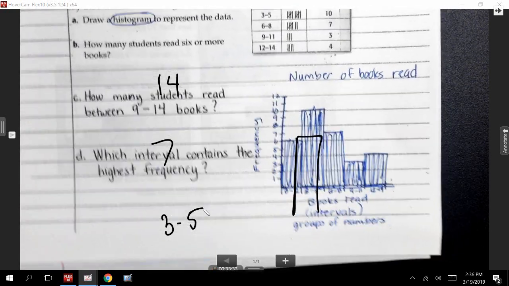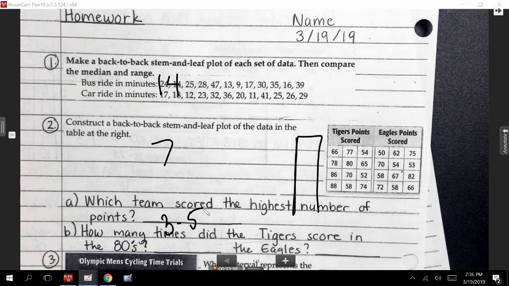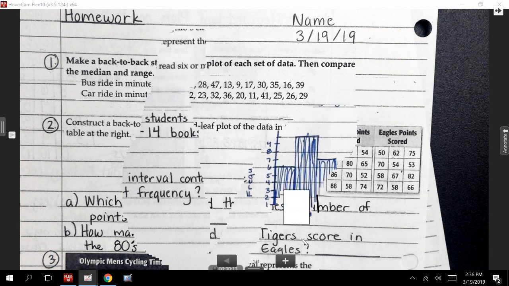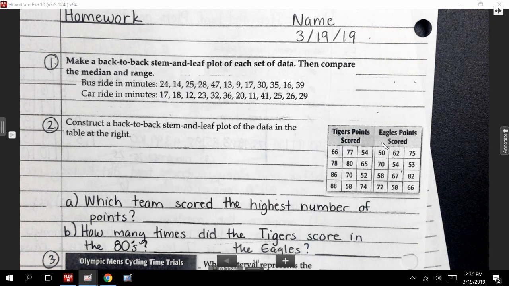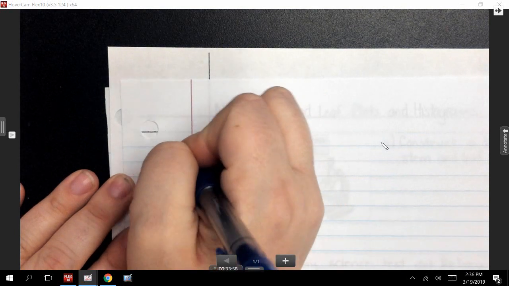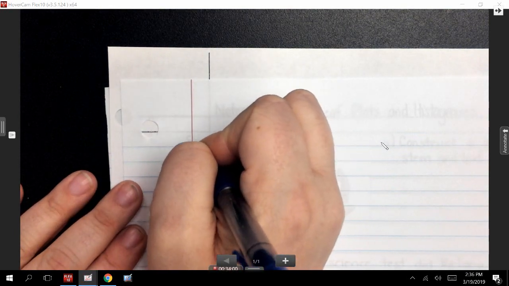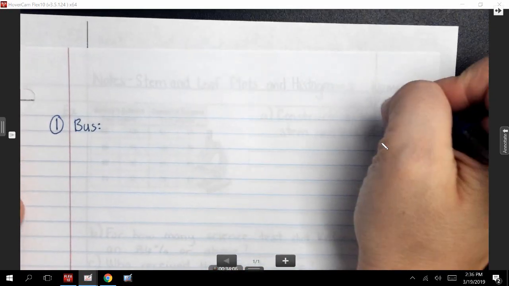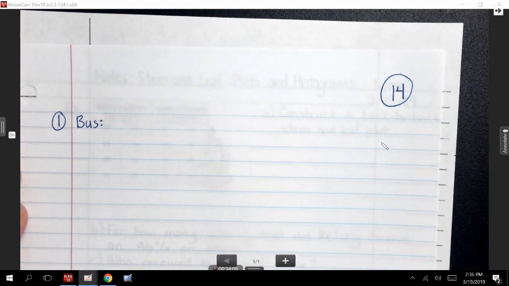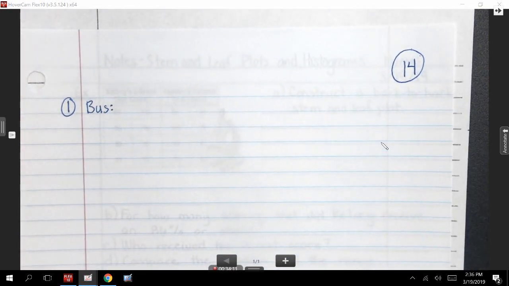Number 1 on the homework says we want to make a stem and leaf plot. To make a stem and leaf plot, what's the first thing I want to do? Holland? You have to put them all in order. Is there enough room right there to do number 1? No, that's why I told you to go ahead and have a piece of paper out. So we're going to do number 1 on this piece of paper. The first thing we're going to do is put them in order. I'm going to start by listing my numbers for the bus. All right, so for my bus, give me my numbers.